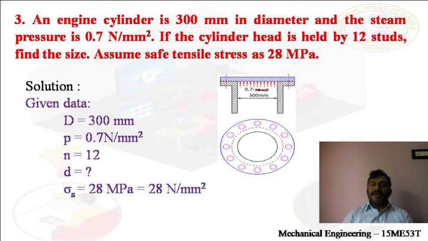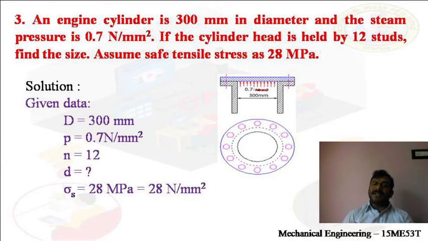Here, in order to calculate the force, he has given the pressure. We know that pressure is equal to force per unit area. That is nothing but force is equal to pressure into area. From this pressure and diameter value, we will get the force that acts on the cylinder cover. Whatever force acts on this cylinder cover will in turn be transferred to the studs.